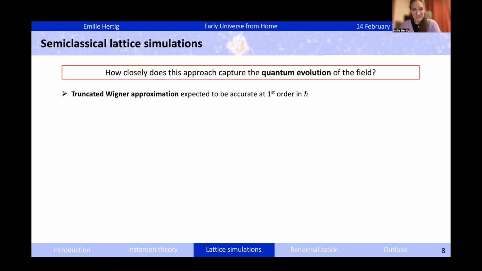Theoretically, this technique is motivated by the truncated Wigner approximation, which consists of mapping quantum density matrices to classical probability distributions. And that's what we do in the initial conditions. So we capture and we enforce the uncertainty principle in our initial state of the simulation, but then we solve the classical equations of motion, so we do not capture interference effects that would be accounted for in the path integral. We are expecting this approach to be valid at first order in h-bar, which is actually the same order as the instanton approach, which is also a semi-classical approximation, but relies on very, very different assumptions.